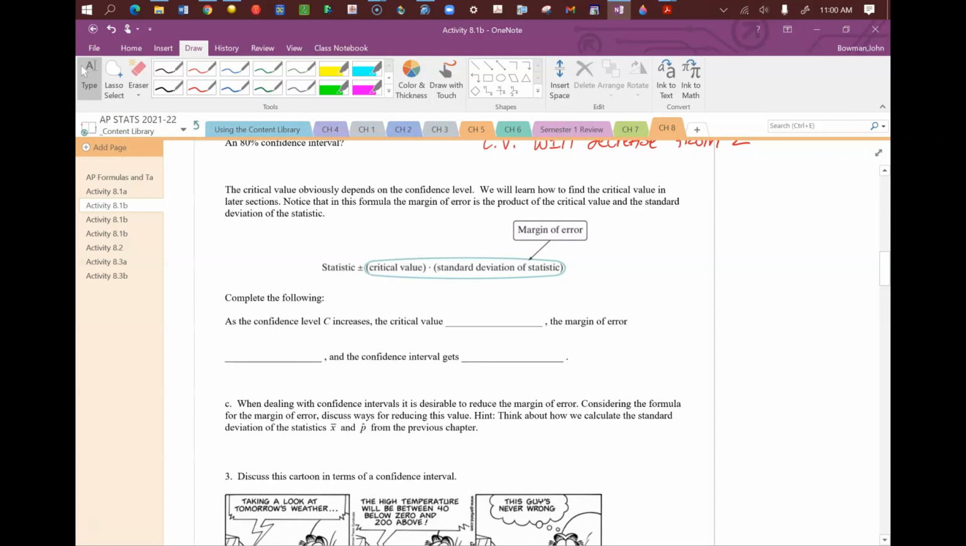As the confidence level increases, the critical value increases. We've got to go out more standard deviations to be more confident. The margin of error also increases. If we increase the standard deviation or we increase the critical value, the margin of error increases. And the confidence interval gets longer, or if you prefer, wider.